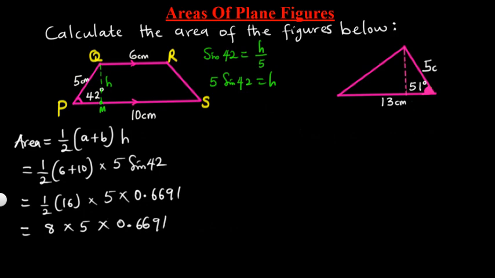And if we multiply these together, that's 8 multiplied by 5, that's 40, multiplied by this value, we have 26.76. So we can say the area of this figure is 26.76 square units, that is centimeter square. Remember, area is always in square units. So we've been able to successfully answer that. Let's look at the second part.